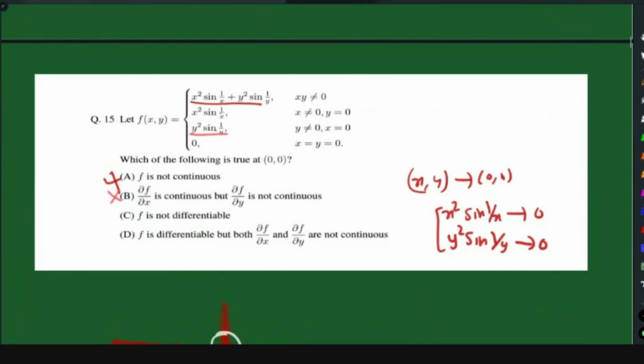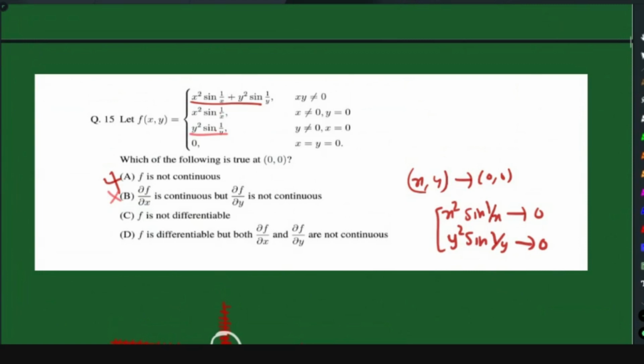So 2y into sine 1 by y, minus cos 1 by y will come. But there also the limit does not exist at 0, 0. So you can see that dou f by dou y is also not continuous at 0, 0. Dou f by dou x is also not continuous at 0, 0. But both are existing. That is the first thing.